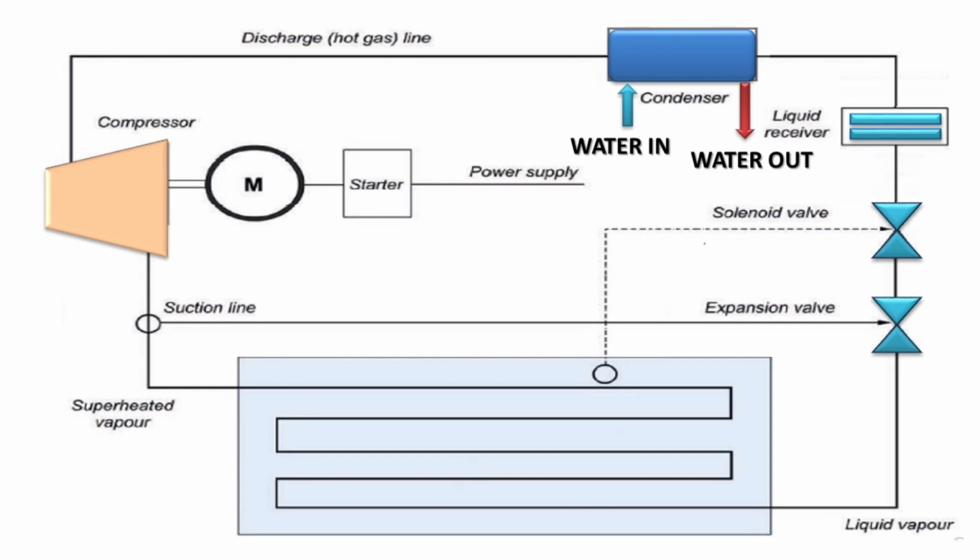First is the compressor. Next is the condenser. Next is the solenoid valve. Next is the expansion valve. Next is the evaporator. And the last one is the refrigeration fluid.